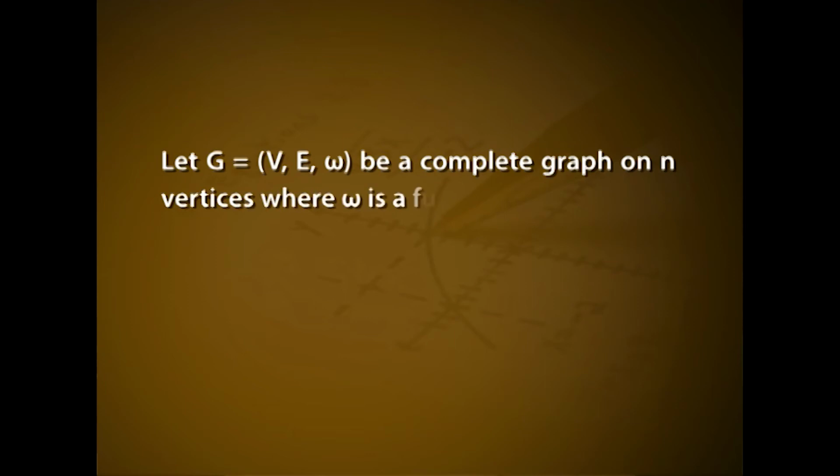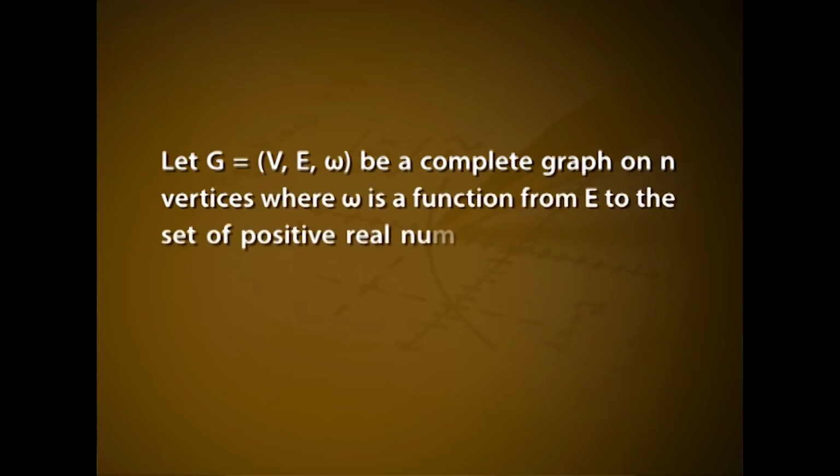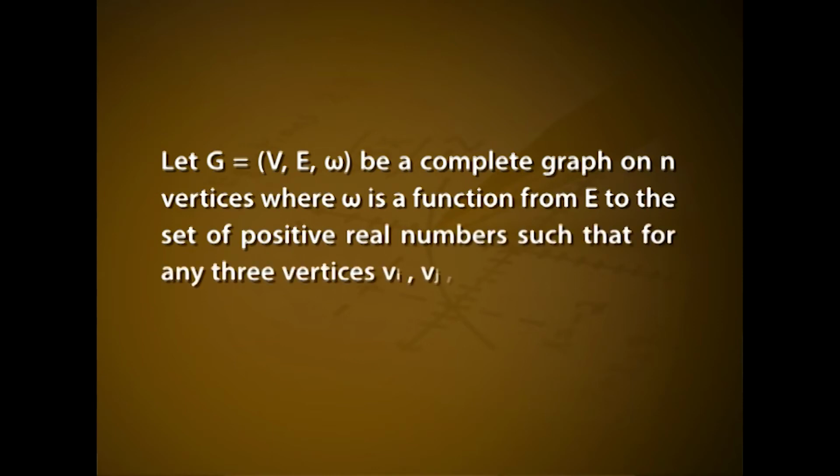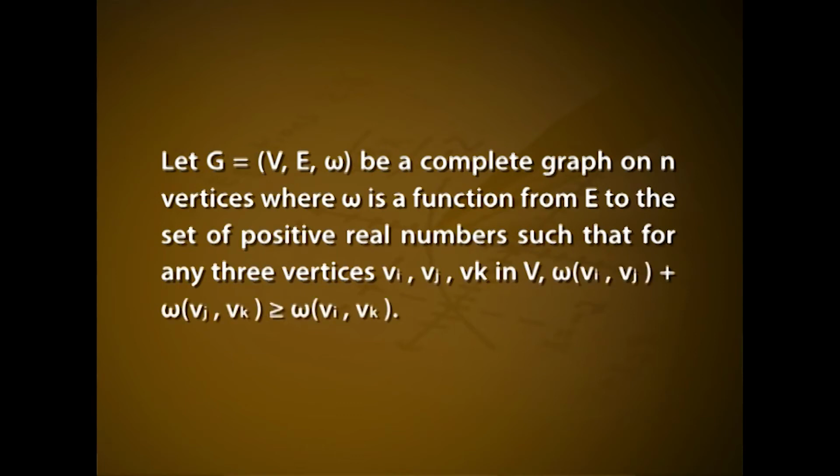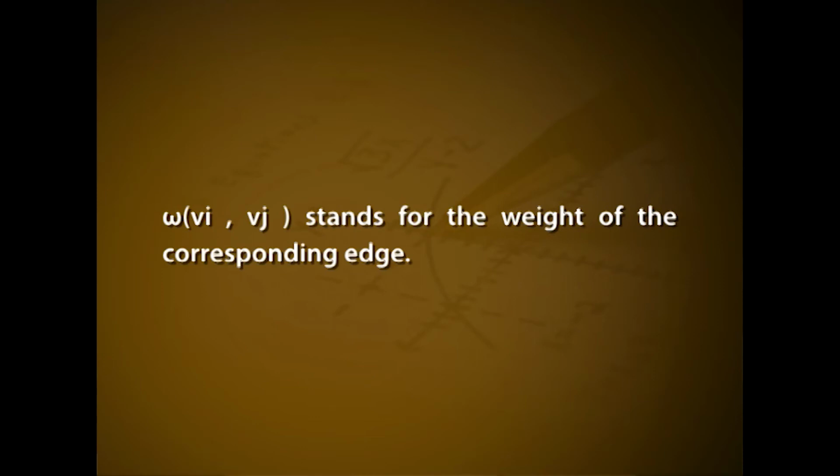Let G equals triple V, E, W be a complete graph on n vertices, where W is a function from E to the set of positive real numbers such that for any 3 vertices Vi, Vj, Vk in V, W of ViVj plus W of VjVk is greater than or equal to W of ViVk. Here, W of ViVj stands for the weight of the corresponding edge. The problem asks for a Hamiltonian circuit of minimum length.